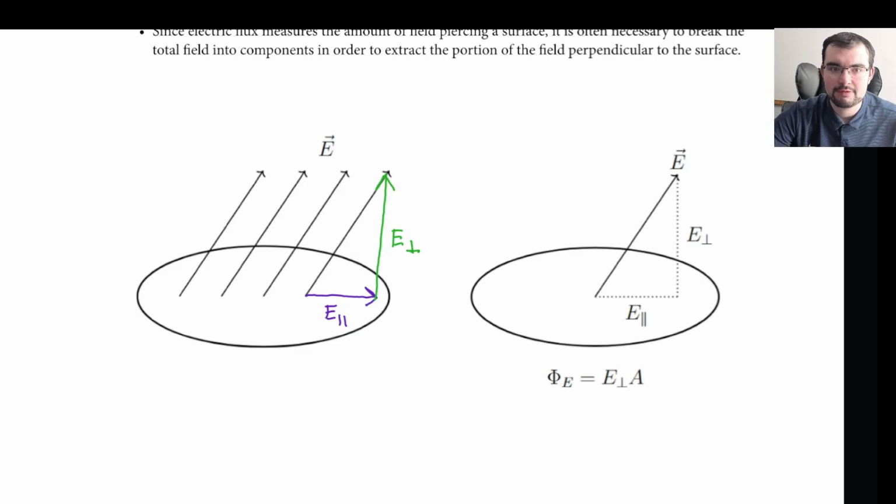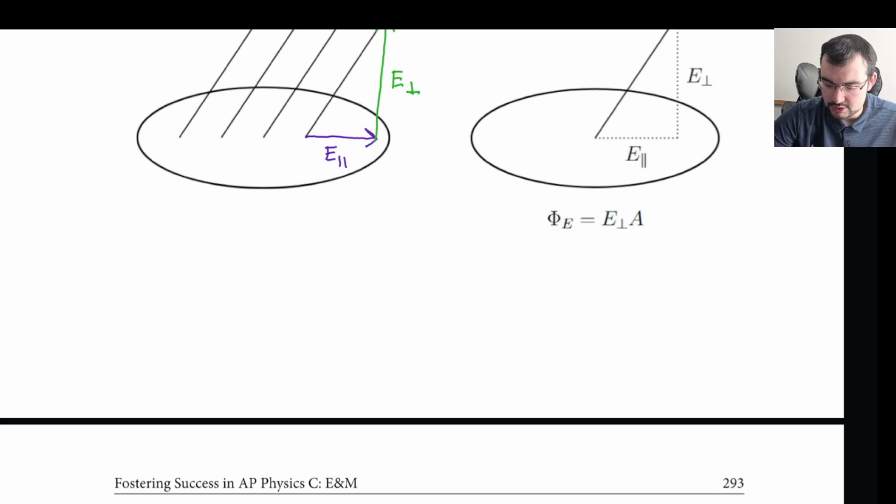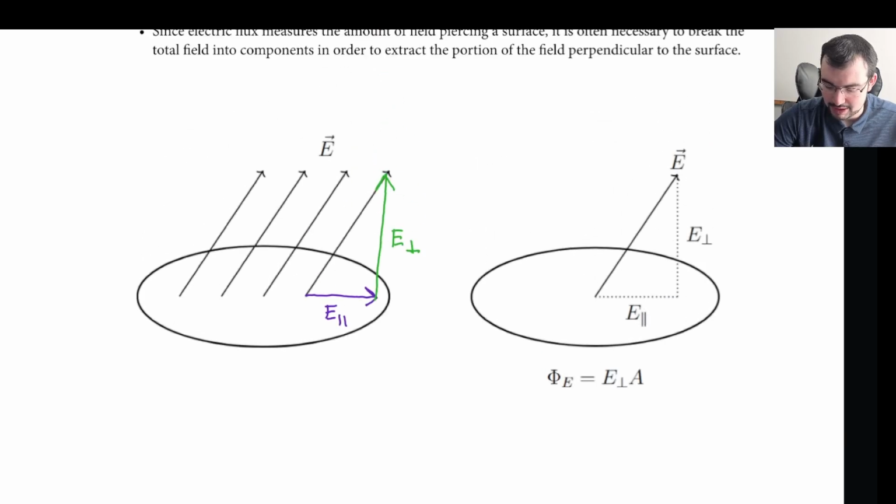So when we talk about flux, we have to be very careful that we're only taking the amount of field that's piercing the surface. And that can be entering or exiting. All we care about is just that component that's perpendicular to the surface. So if you're given an angle, you might have to do some trigonometry.